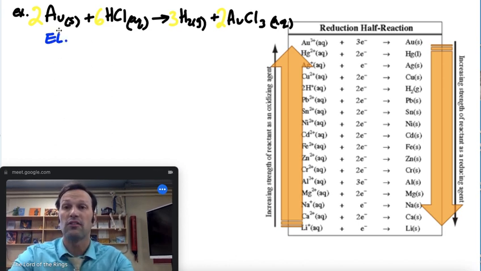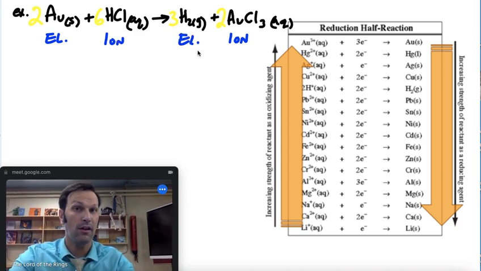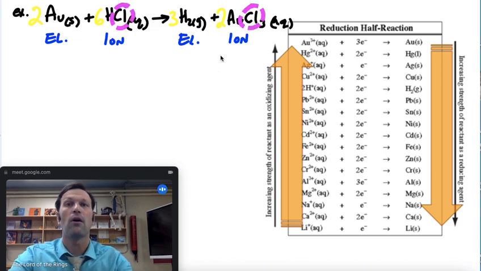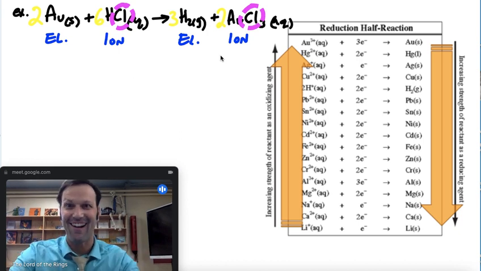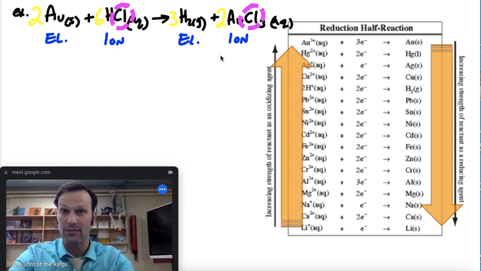Gold starts as an element, ends as an ion. That means it has to lose the electrons, so it's going to be oxidized. Hydrogen starts as an ion, so it has to gain electrons to become an element on the other side, so that's going to be reduced. Take a look at chlorine. Those are spectator ions. All right, so we write the half reactions.